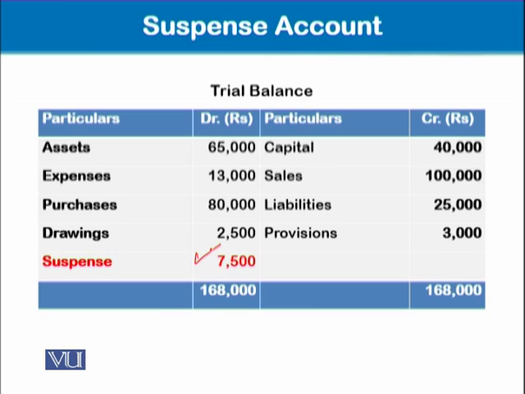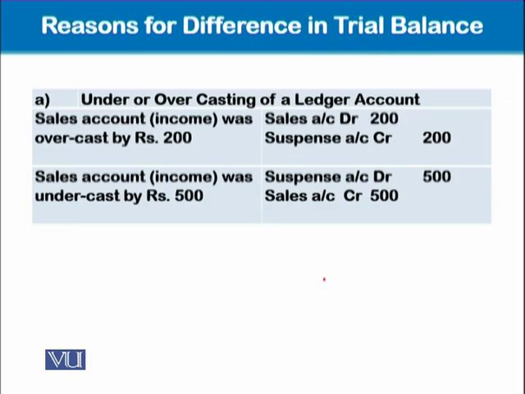Okay, so this 7,500 is our suspense. So what do we do? We put this 7,500 in the trial balance in the name of suspense account, and then we start doing the investigation. Well, the reasons of difference in trial balance, where both sides are not equal, could be: number one, under or overcasting of a ledger account, meaning sales account or purchase account or salaries account or electricity bill account or debtors account, any ledger account.